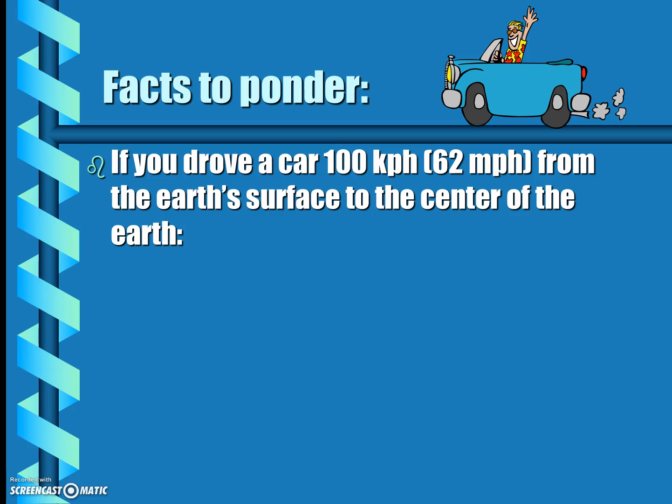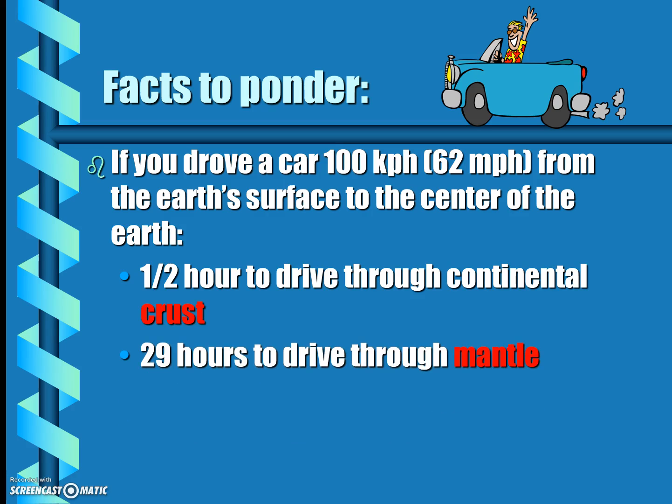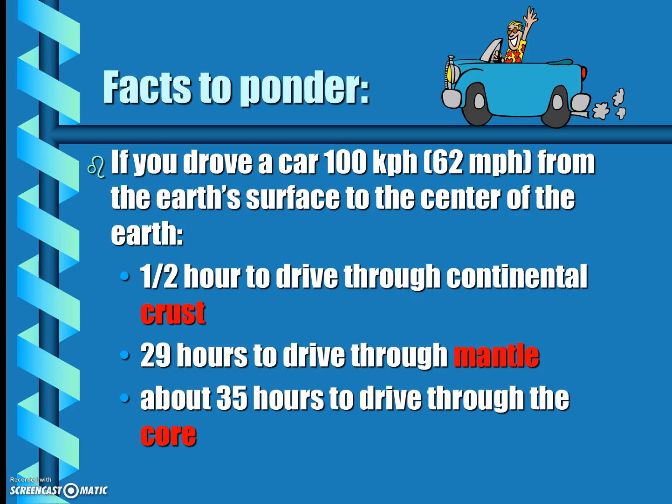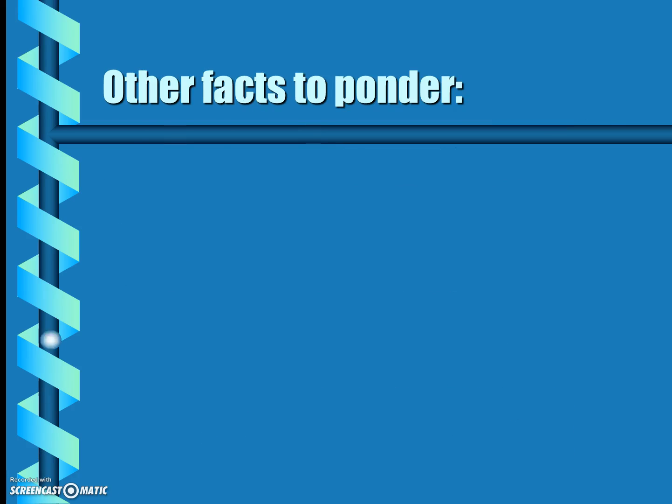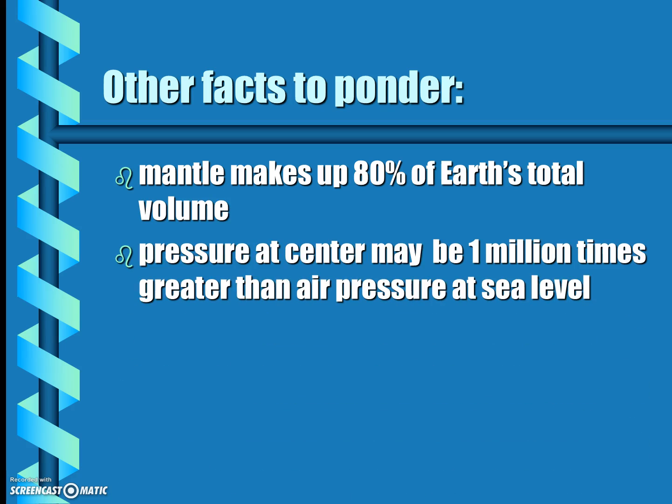If you drove a car 100 kilometers per hour, 62 miles per hour, from the Earth's surface to the center of the Earth, it would take you only a half an hour to drive through the continental crust, 29 hours to drive through the mantle, and about 35 hours to drive through the core, which is really weird. The mantle makes up about 80% of the Earth's total volume. Pressure at the center may be 1 million times greater than the air pressure at sea level. So when your ears pop and things like that, try and imagine that to be 1 million times greater.